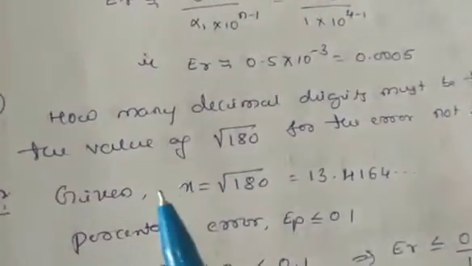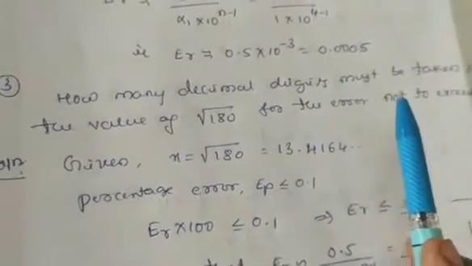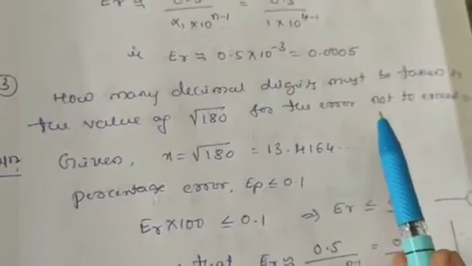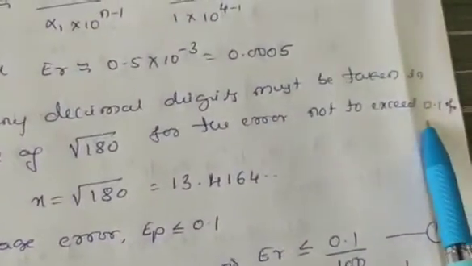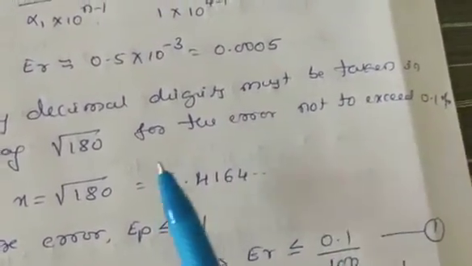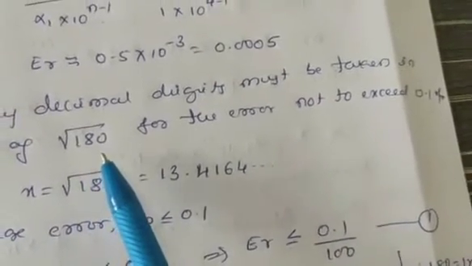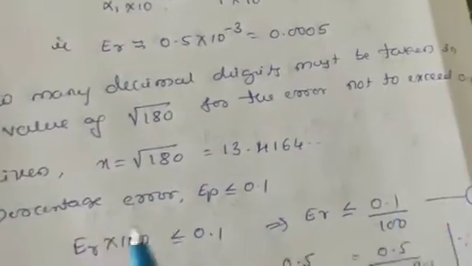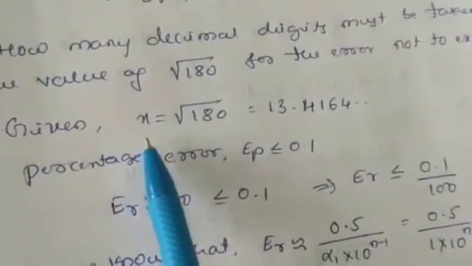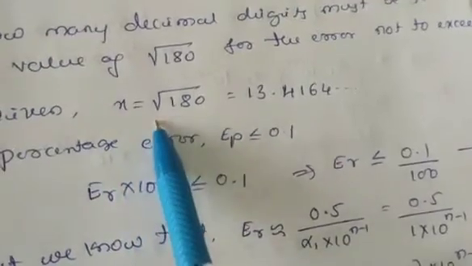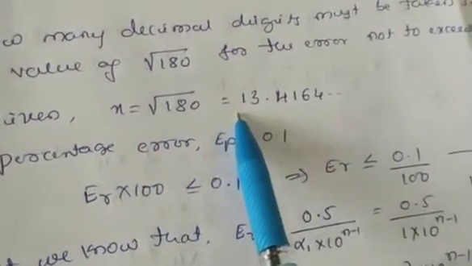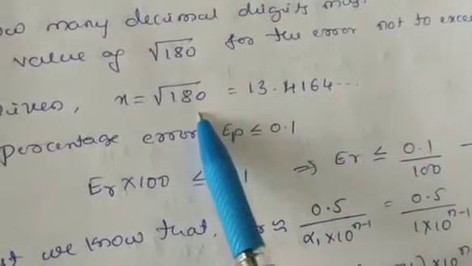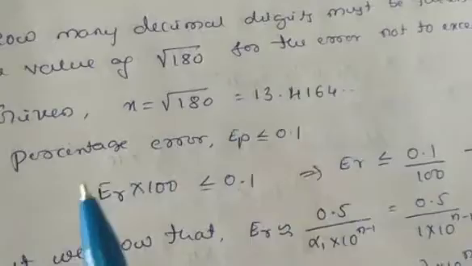Let us take one more example. How many decimal digits must be taken in the value of square root of 180 for the error not to exceed 0.1%? So here first you take the approximate number and then you have to find the error which does not exceed 0.1%. Let us take the given number as x is equal to square root of 180. This is equal to 13.4164. You have to find this using a calculator. So it is approximately like this.